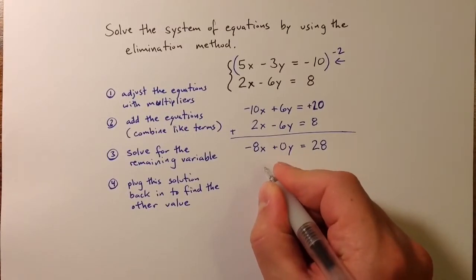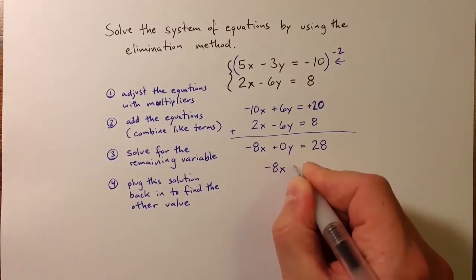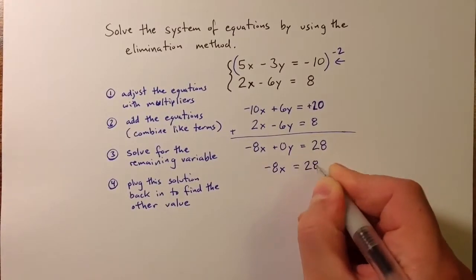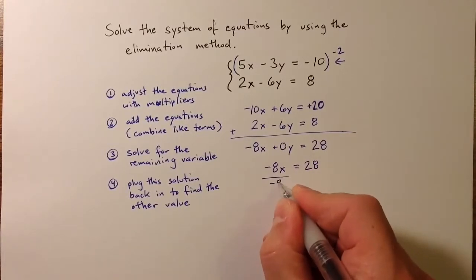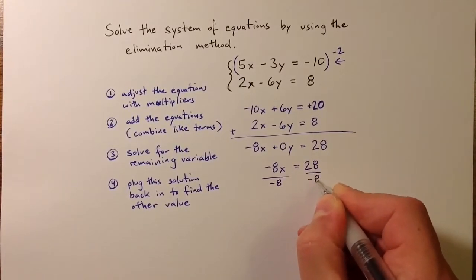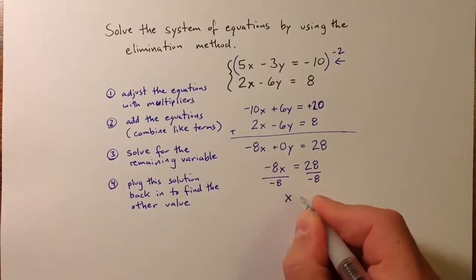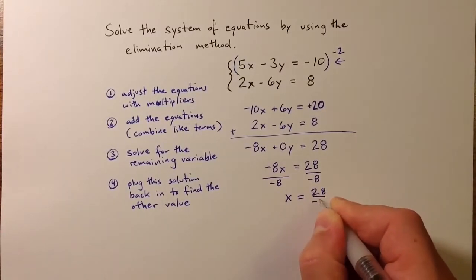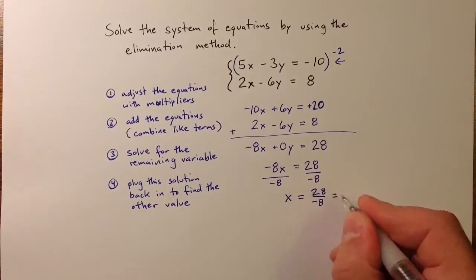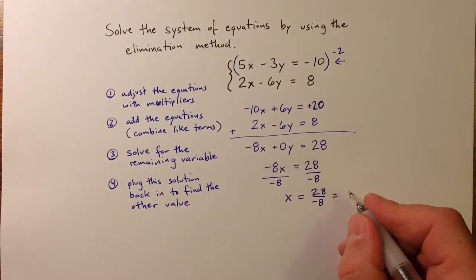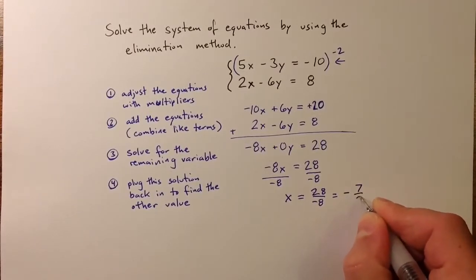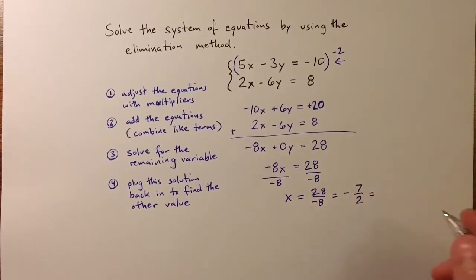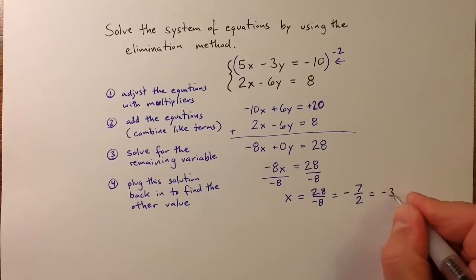So solving the equation, negative 8x equals 28. I can divide both sides by negative 8. Be careful, I don't want to lose that negative sign. So I have x equals 28 divided by negative 8. We can simplify that a little bit. 4 goes into both the top and the bottom. So we end up with a negative 7 over 2. Or if you prefer, we could think of this as negative 3.5.